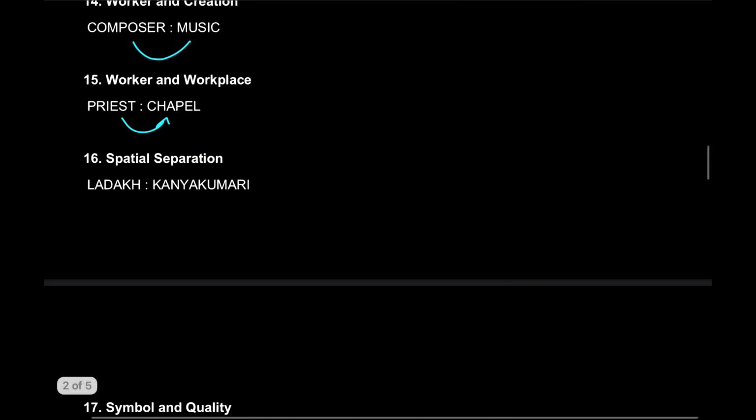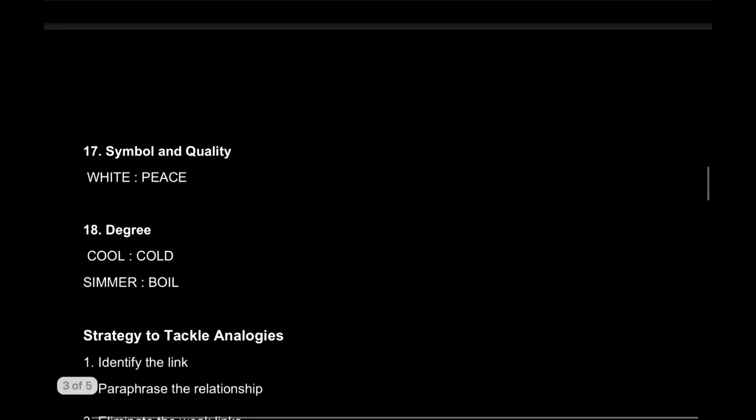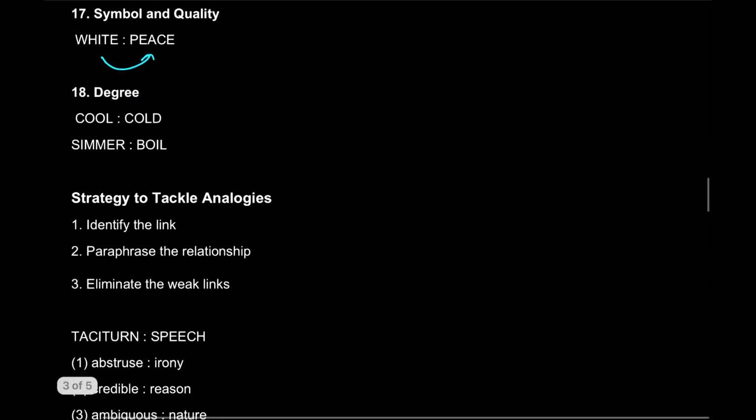Now this is something GK related. So Ladakh and Kanyakumari के बारे में तो आपको पता ही है, extreme north and extreme south. So इस तरह की spatial separations भी आपके question में दिए जा सकते हैं. Symbol and quality. For example, white symbolizes peace. So that's how you're supposed to make relations between two words. ये भी एक commonly asked question है.